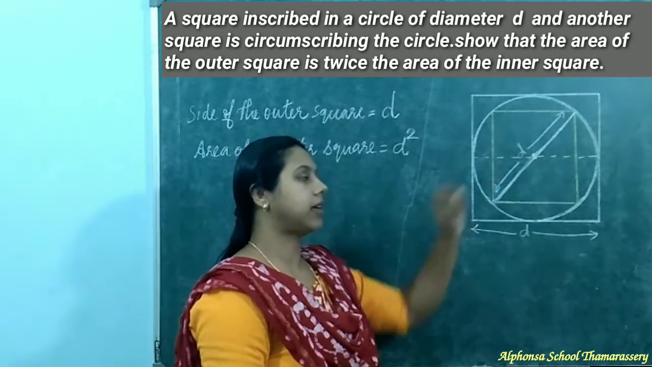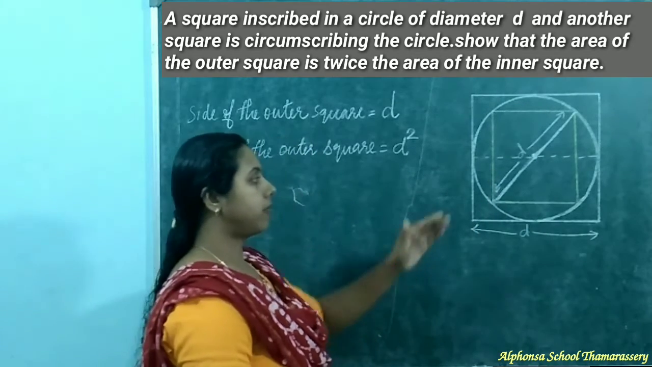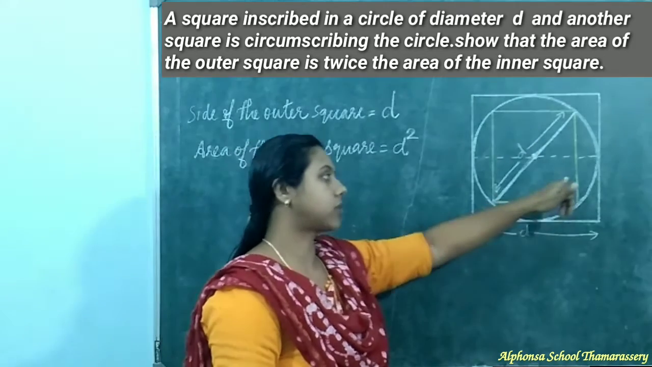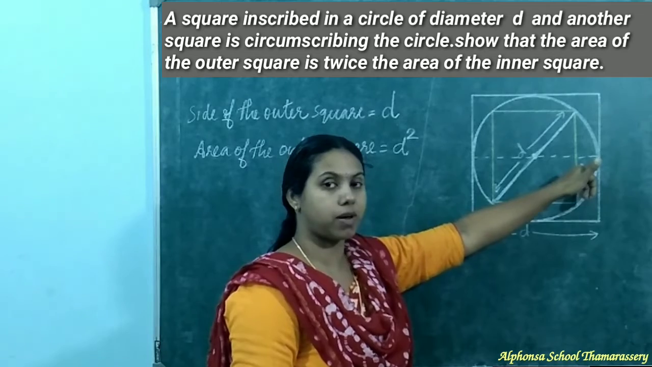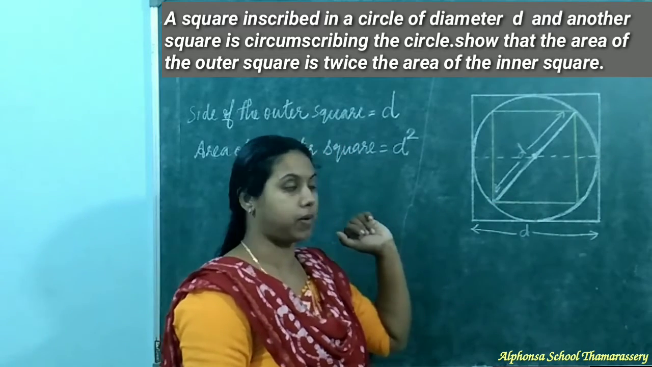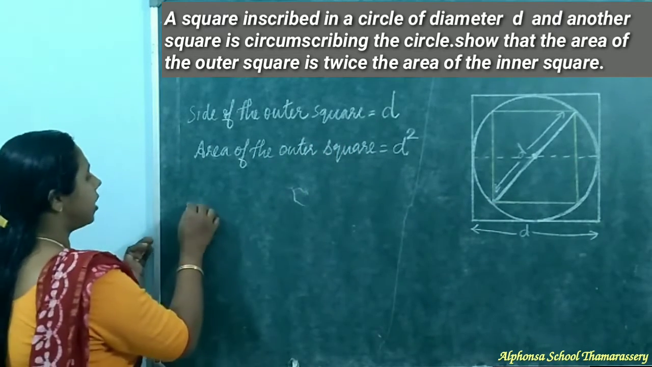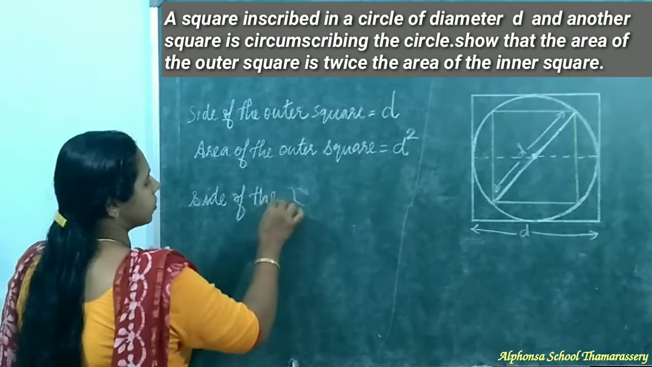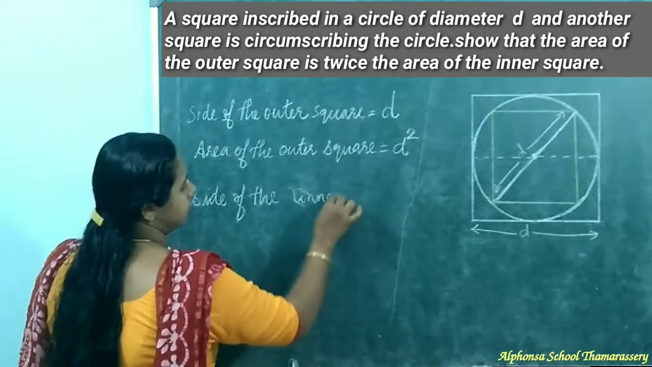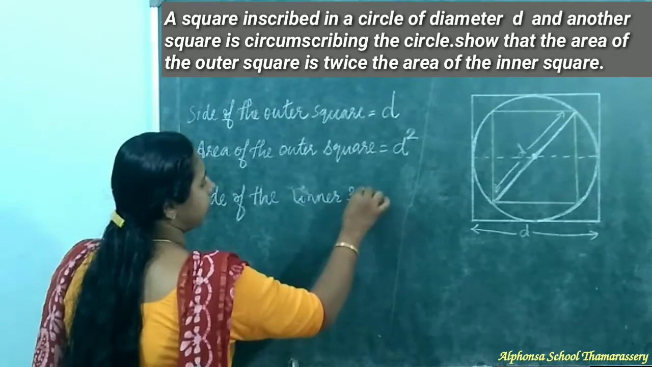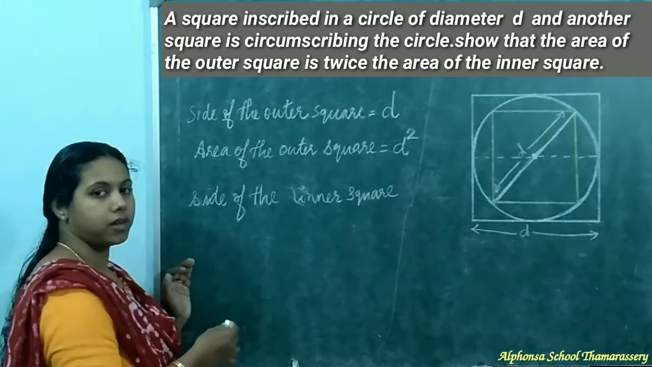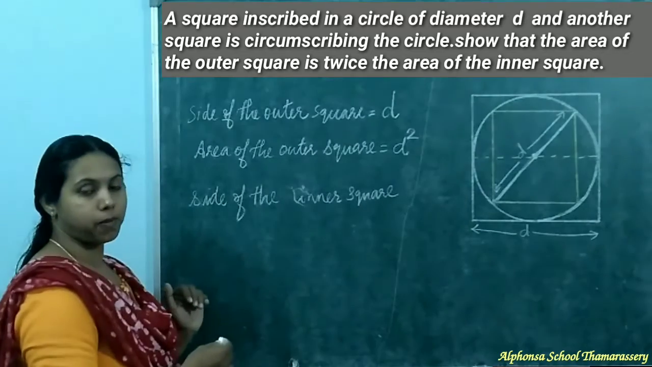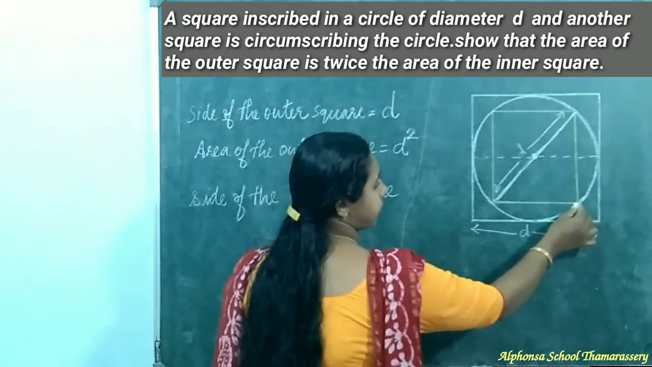We know that the diagonal of the square will be equal to square root of side square plus side square, using the Pythagoras property. So you can find the side of the inner square. Now we can find the side of the inner square using the Pythagoras property. This is the side of the inner square.